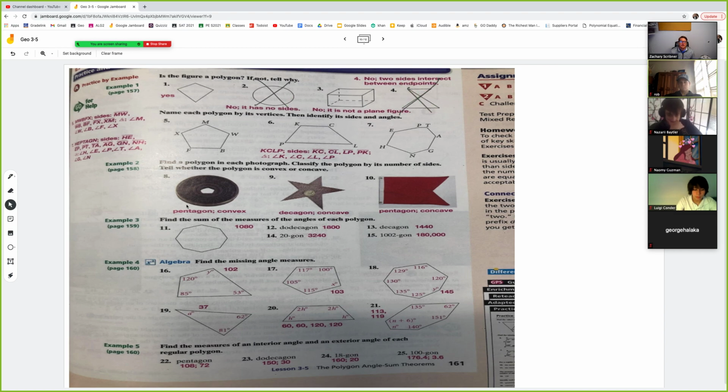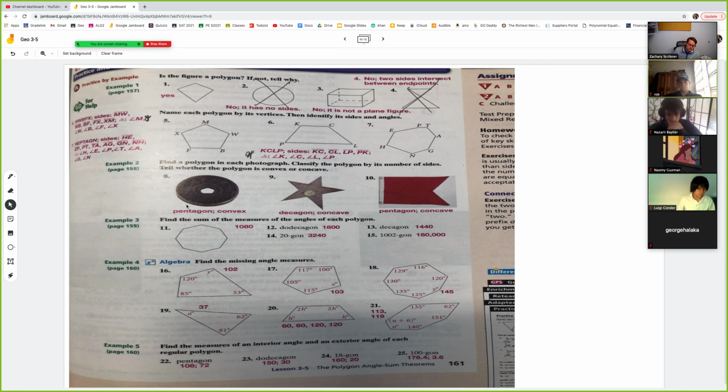Number 5, name each polygon and then identify its sides and angles. All right, so this is kind of a tedious task. I don't necessarily think that you guys need to, you just do one of these. You can do it in your head. If you get it right, wonderful. You can check your work here on the side or here at the bottom to see if you did it right.